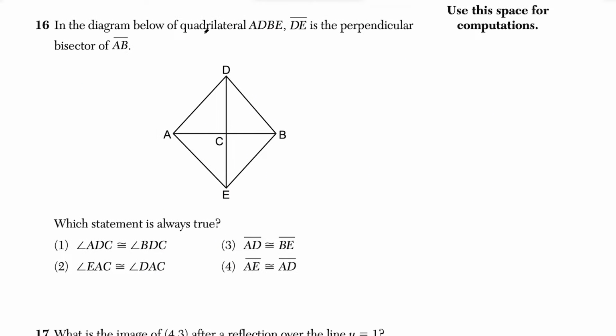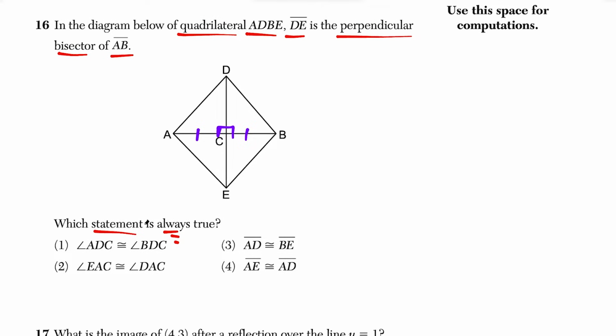Question 16, we have this diagram of quadrilateral ADBE, and we're told that DE is the perpendicular bisector of AB, and we want to know which statement is always true. Now, the key to this question is to think about, what does it mean for DE to be the perpendicular bisector of AB? Well, that tells us that DE cuts AB in half, and at this point of intersection here, we're going to have 90-degree angles.